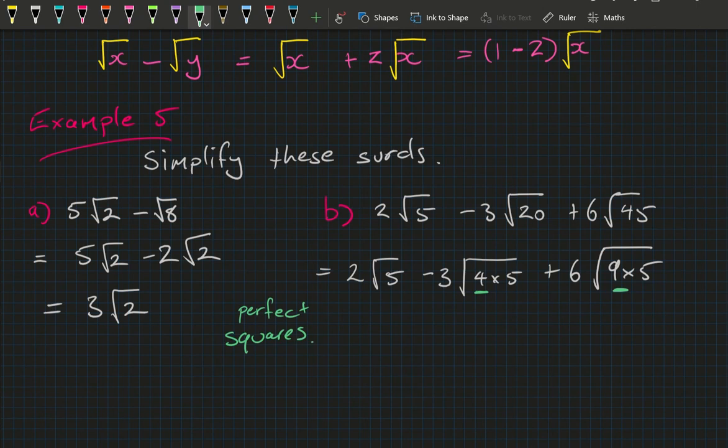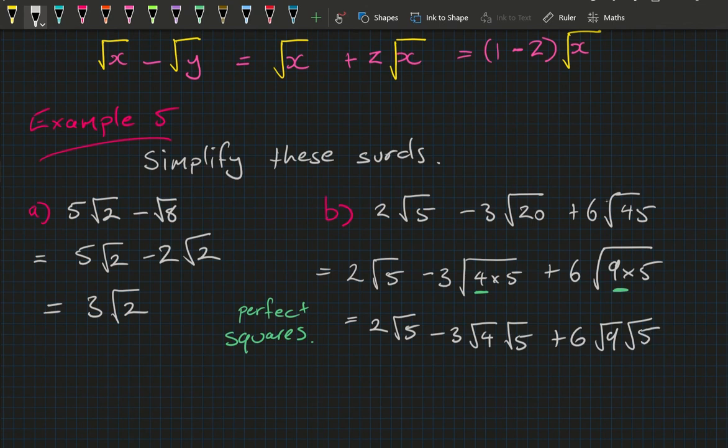This one's a little more complicated than the last one. So I know that the square root of 4 is 2 and the square root of 9 is 3. So I'm actually going to do the square root expansion to make sure we don't get lost, okay? So we start off with our square root of 2 times 5 minus 3 times the square root of 4 times the square root of 5 plus 6 times the square root of 9 times the square root of 5. Okay, I think it's important I did take that extra step.